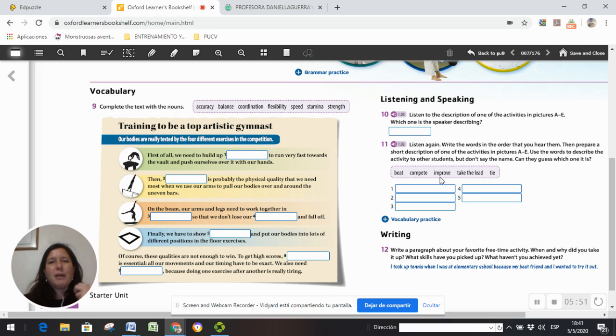Improve means that you become better. If you take the lead, that means that you go first. If you tie, it means the result is equal, okay? So let's listen and put the verbs in order as they appear. They are describing a person running.